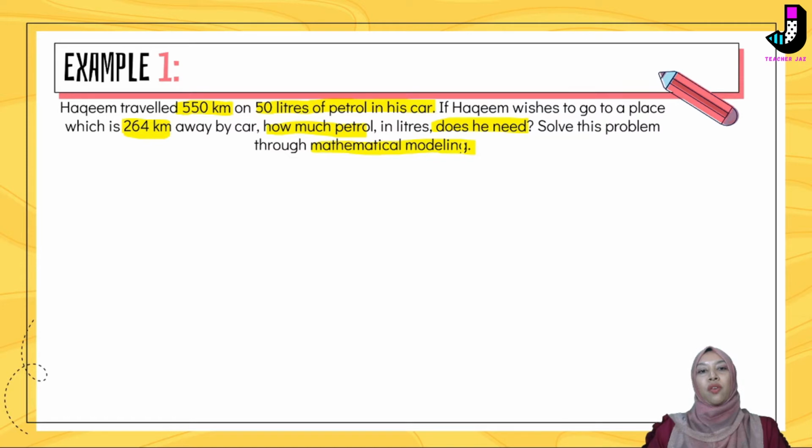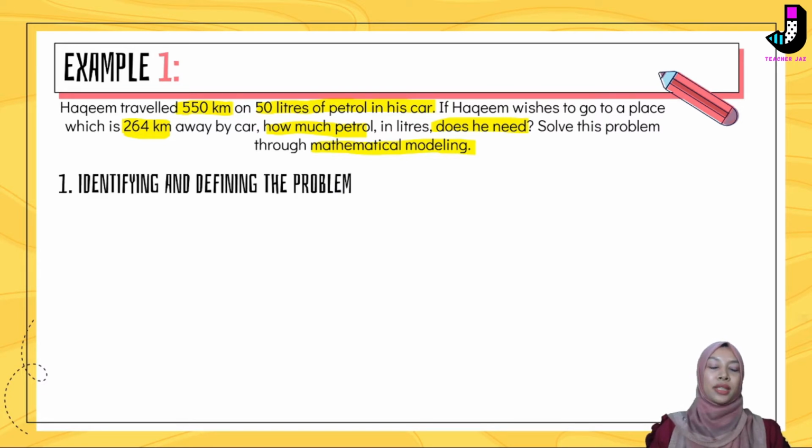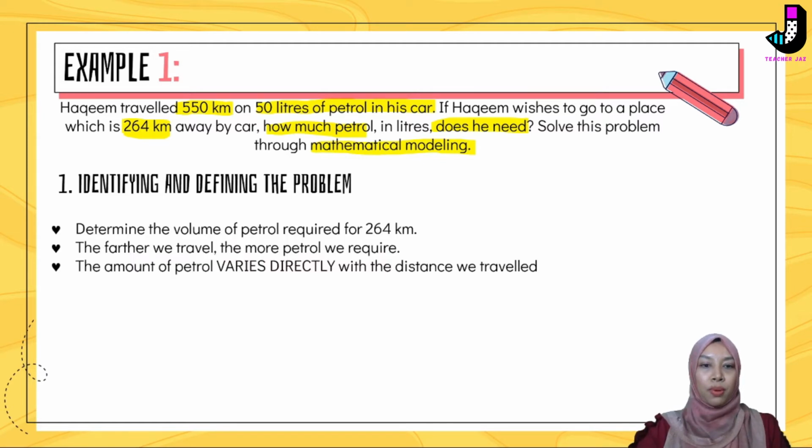So if it only involves solving a problem question, you just need to find the answer straightforwardly. But for mathematical modeling, there are 6 key components that need to be looked at. The first one is identifying and defining the problem. So in this problem, we have to determine the volume of petrol required for 264 kilometers. So this is our problem.